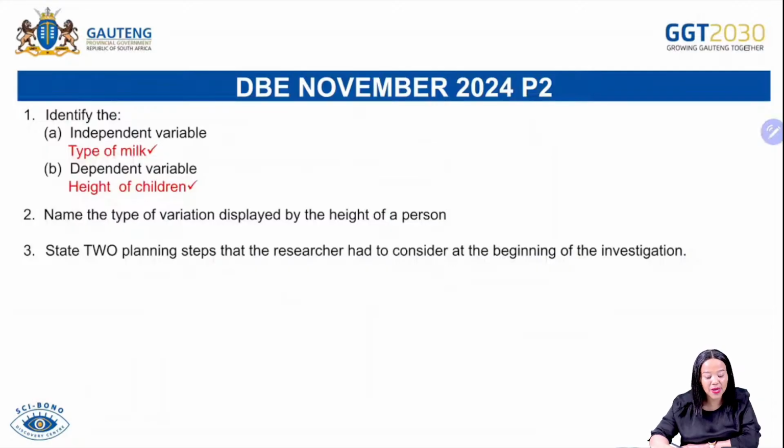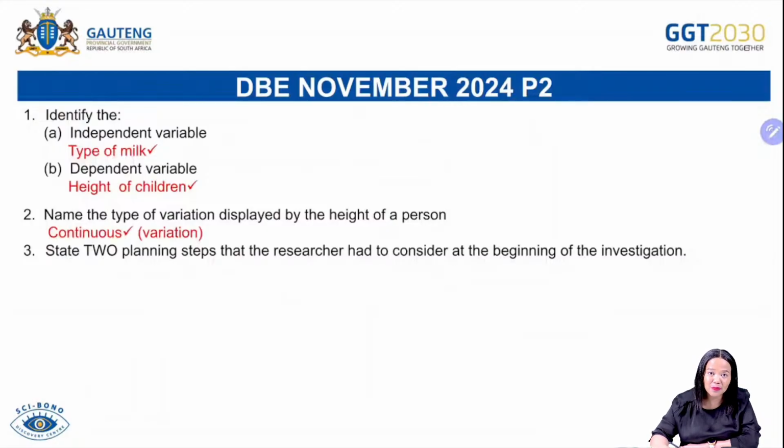Name the type of variation displayed by the height of a person. In life sciences, we're only taught about two types of variation, which is the continuous variation and the discontinuous variation. And the correct one here is what? Is the continuous variation. Why does height fall under continuous variation? Because when we speak of continuous variation, we're speaking of variation that has what? A range of intermediate phenotypes. We're talking of variation that has a range of intermediate phenotypes. It is not categorized.